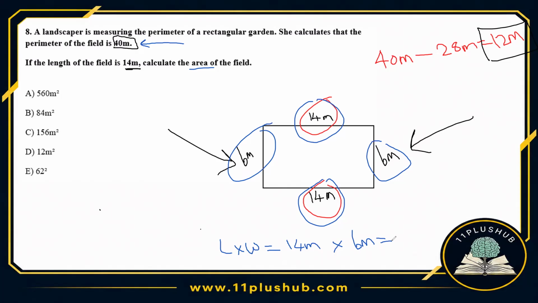But 14 multiplied by 6 is going to give us 84. So let's write that down here. And then meter, we're multiplying the meters together, aren't we? Meter multiplied by meter is meter squared. Okay, so the answer is 84 meters squared, which is B.